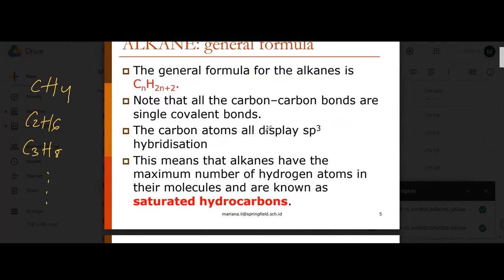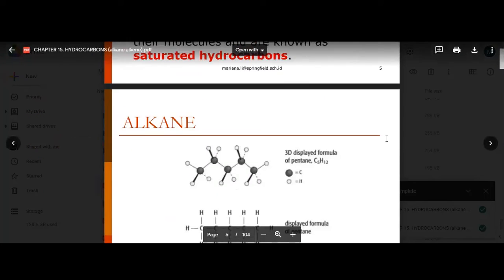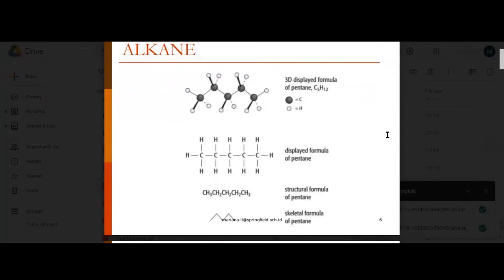Alkanes have all single covalent bonds and display sp3 hybridization, since with single covalent bonds there is no other hybridization, only sp3. This means that alkanes have the maximum number of hydrogen atoms, so they are known as saturated hydrocarbons. Since it is saturated, it is unreactive. This is how we represent alkanes: the 3D formula, the displayed formula, the structural formula, and the skeletal formula.